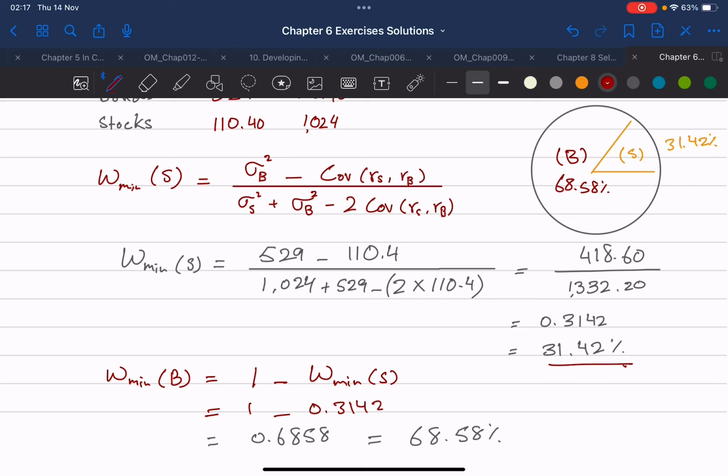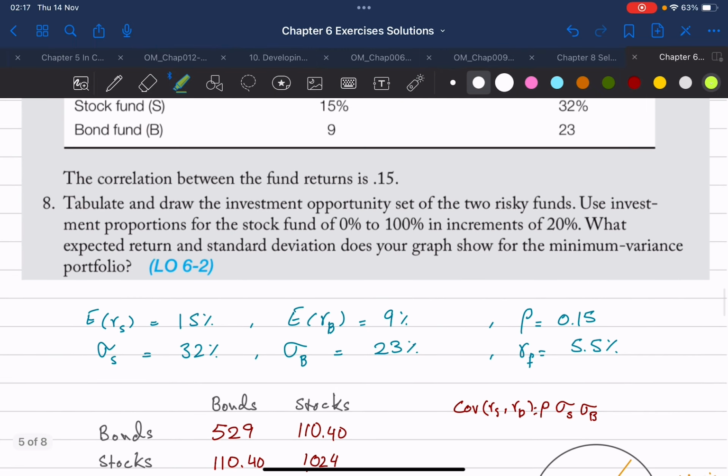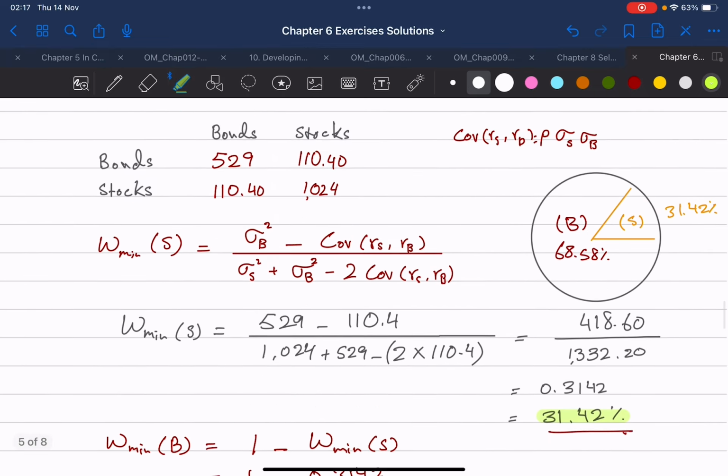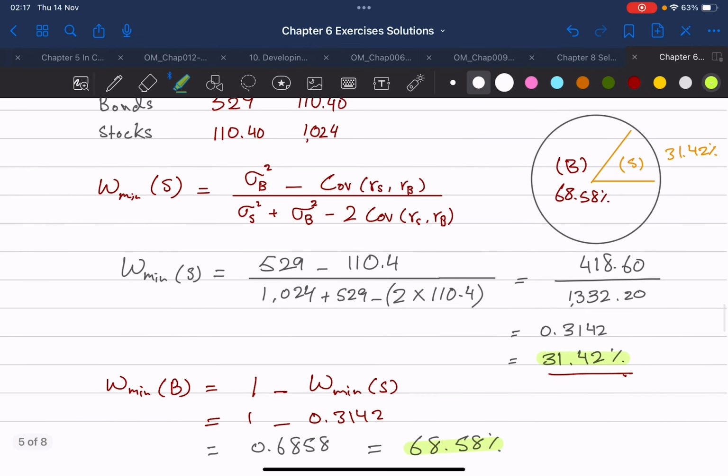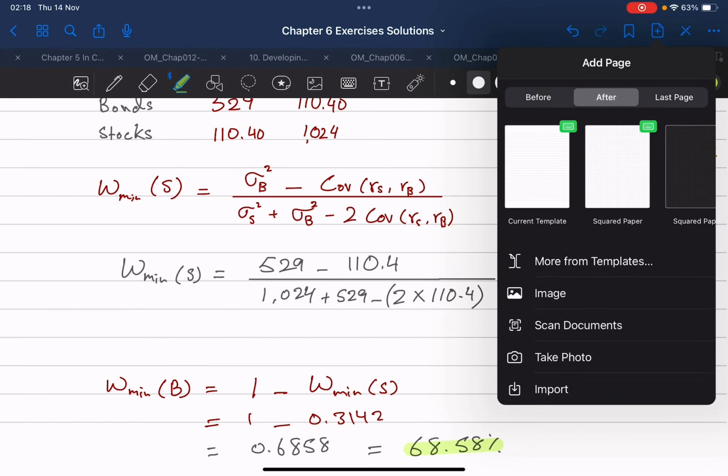Now we can calculate the expected return on the minimum variance portfolio based on these allocation weights. So now we know the weight that would be allocated to the stocks and the weight that would be allocated to the bond fund, and we also know the expected return on each of those. Okay, so here we just add one extra page.